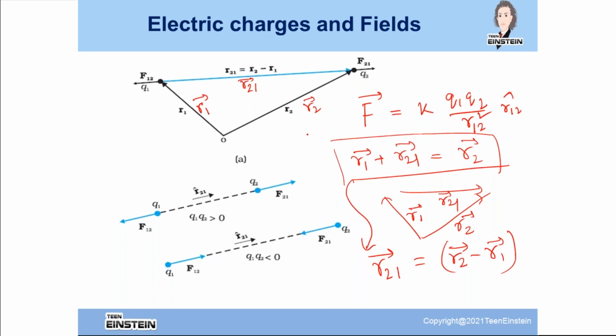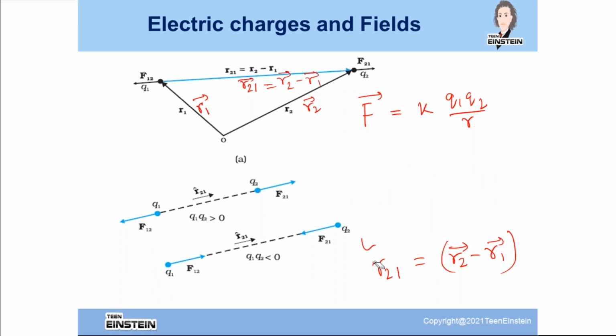Now what can I write as R21? R21 from here I can write as R2 vector minus R1 vector. This is simply from the law of triangle of vector addition. From there we can write this: R21 is equal to R2 vector minus R1 vector. Now look what I am going to write. I'll write this force in terms of vector.